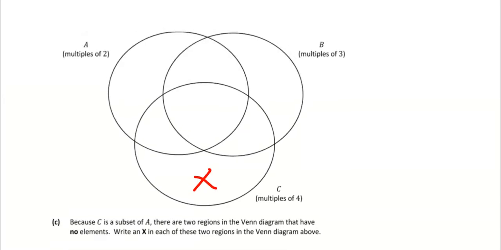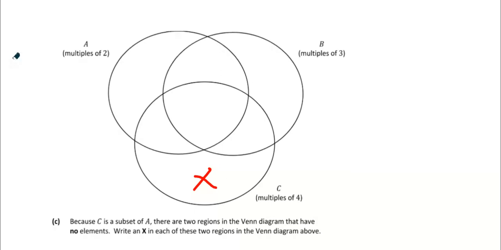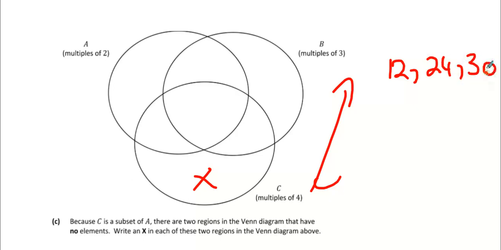Which one? B intersection C, multiples of 3 and 4. Okay. Yeah, that's actually quite true. Any multiple of 4 and 3, for example, are you listening? 12, 24, and 36 are numbers that are divisible by 3 and divisible by 4. However, they won't go in here because they're automatically divisible by 2, so they actually end up in the middle zone. So that zone has to be empty because it'll automatically get transferred into the middle because it'll also be divisible.